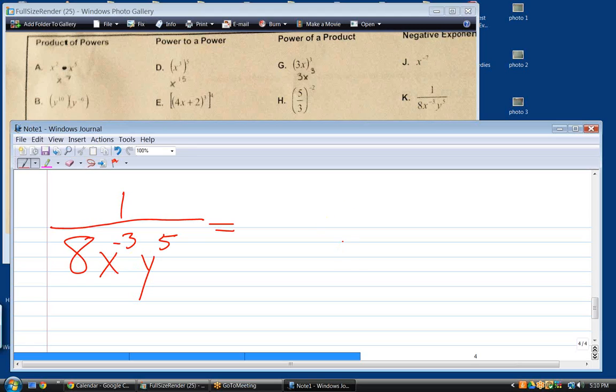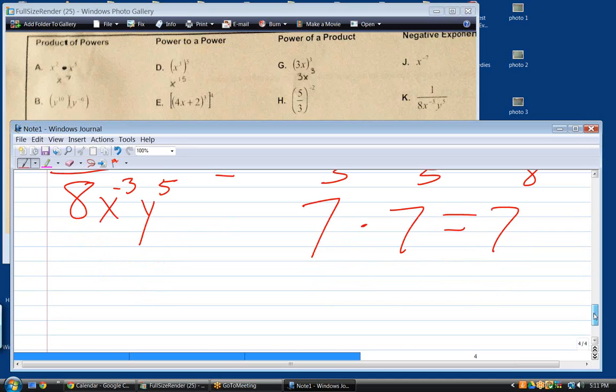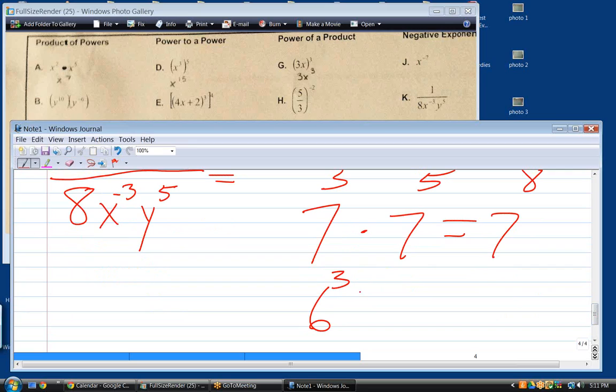In other words, as long as I have 7 to the 3rd times 7 to the 5th, that's 7 to the 8th. I can do that. Okay. But if I have 6 to the 3rd times 7 to the 4th, I can't do anything. The only time you can combine them is if the base is the same. Okay?